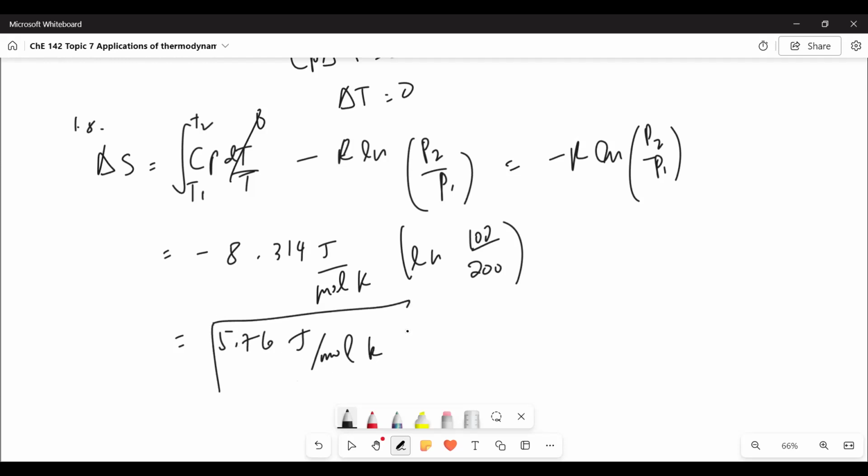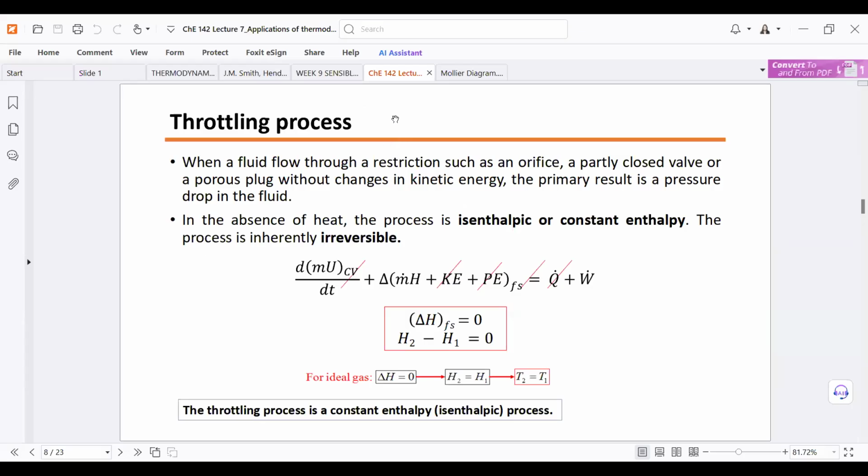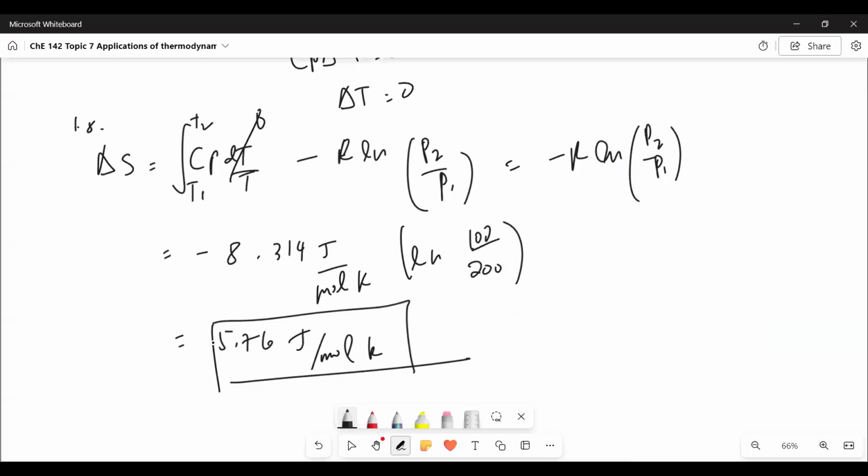And if we go back to our lecture, look at this statement: the process is inherently irreversible. So our calculation, which gives a positive entropy, agrees with the concept in the lecture for the throttling process. Now we move on to the next problem.